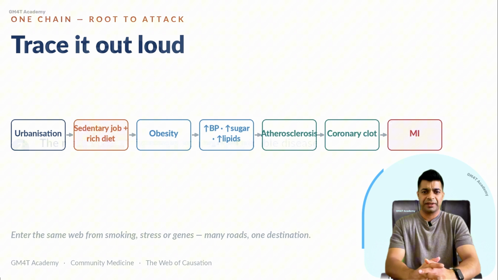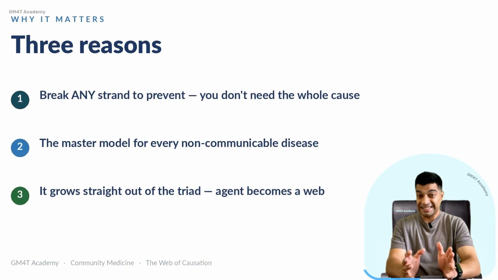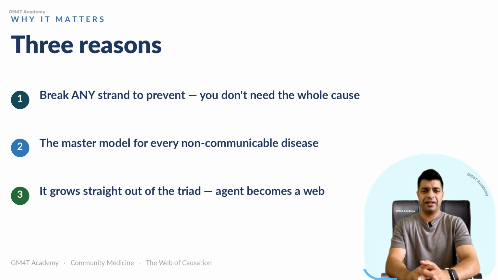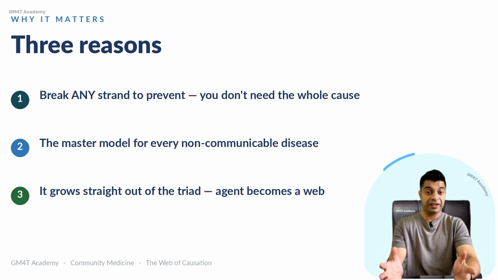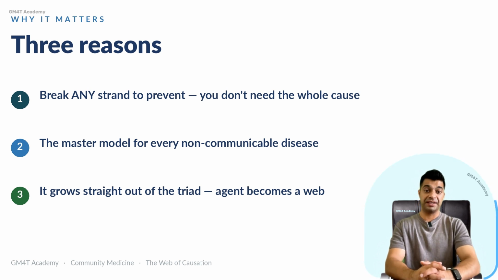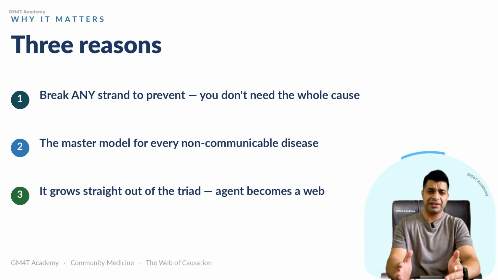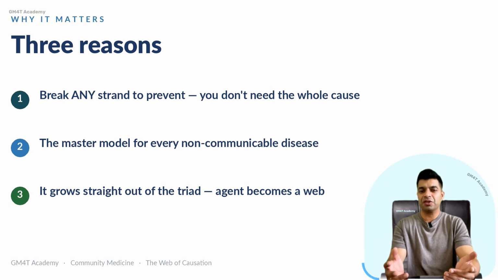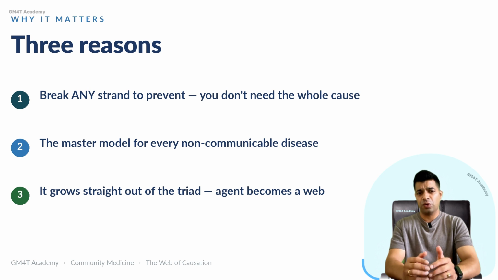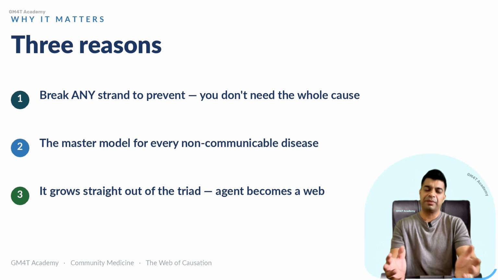But why should we care? 3 reasons. 1, and this is the beautiful part: to prevent the disease, you do not need to know the whole cause. Cut any single strand, lower the salt, stop smoking, treat the blood pressure, and you weaken the entire web. 2, this is the master model for every non-communicable disease. Heart disease, diabetes, stroke, most of the cancers, because none of them has a single agent. 3, it grows straight out of the triad. When the agent dissolves into a crowd of risk factors, the triangle becomes a web.